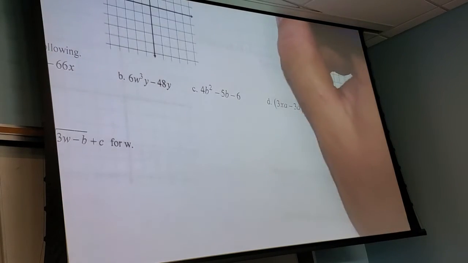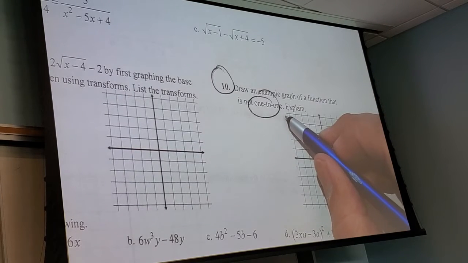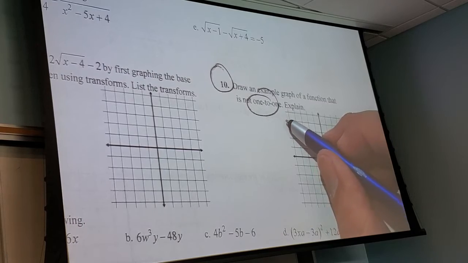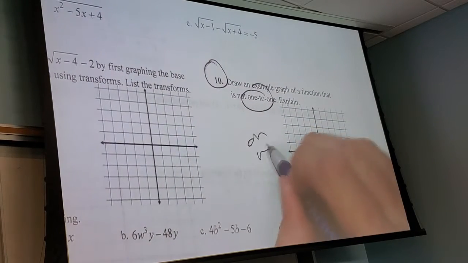Number 10, the idea of 1-to-1. Has anyone ever heard of that before, a 1-to-1 function? And that relates to inverses, so that's in a future section. So this is on the next test.